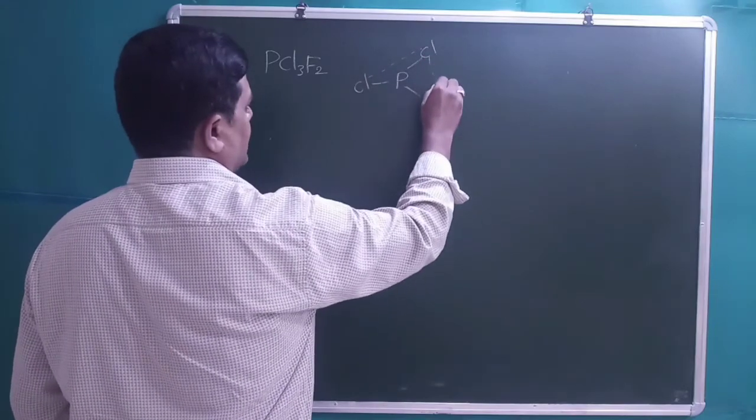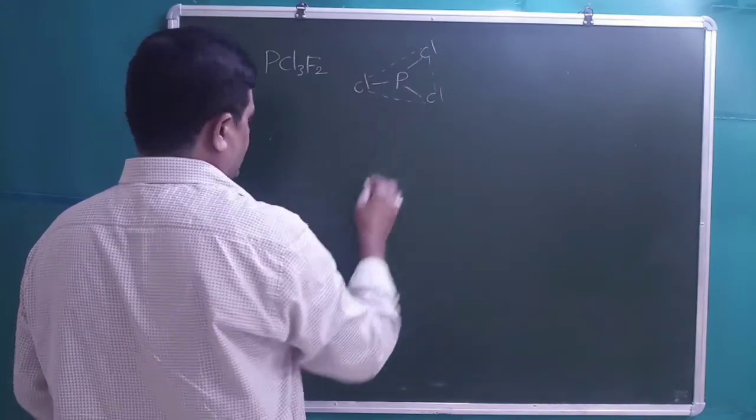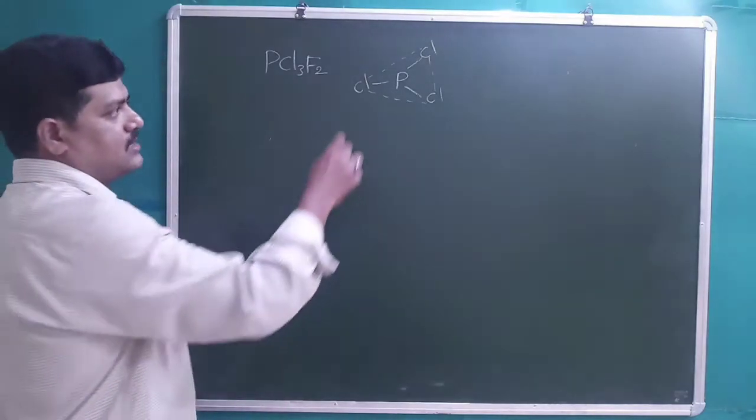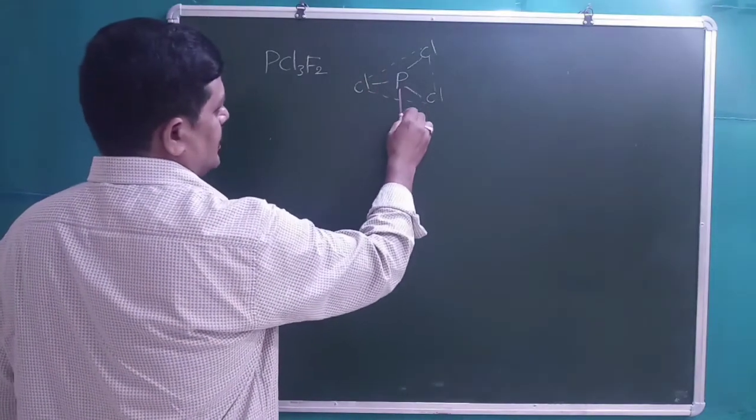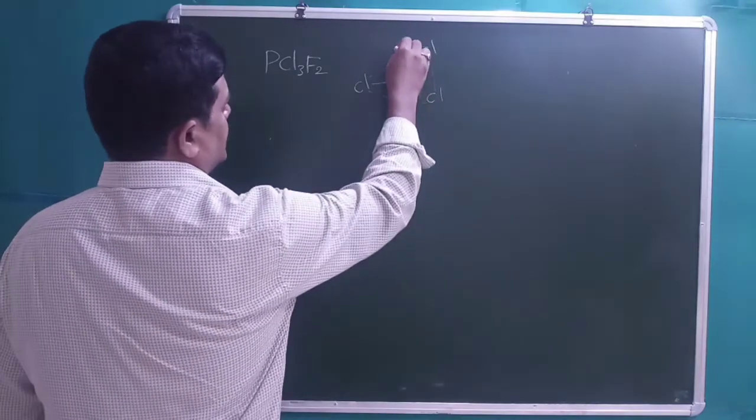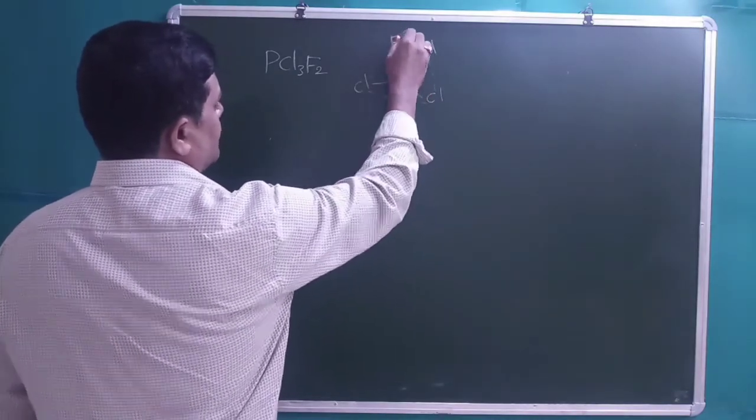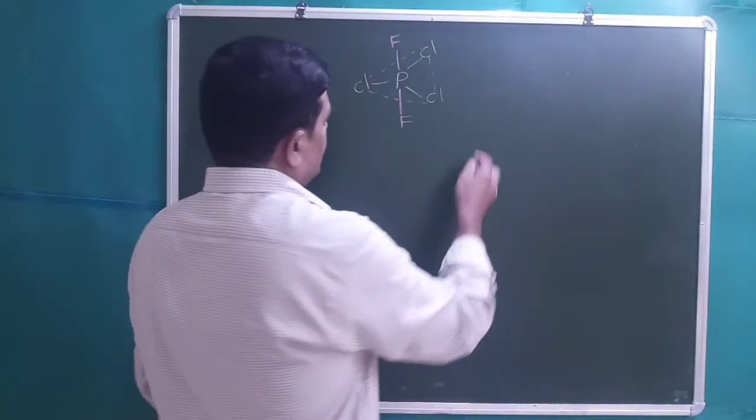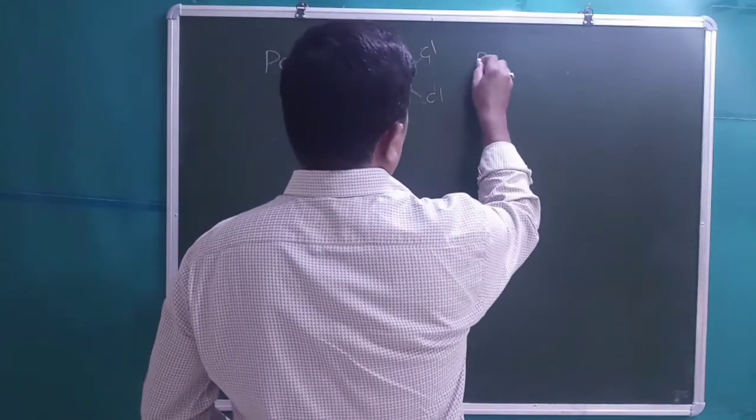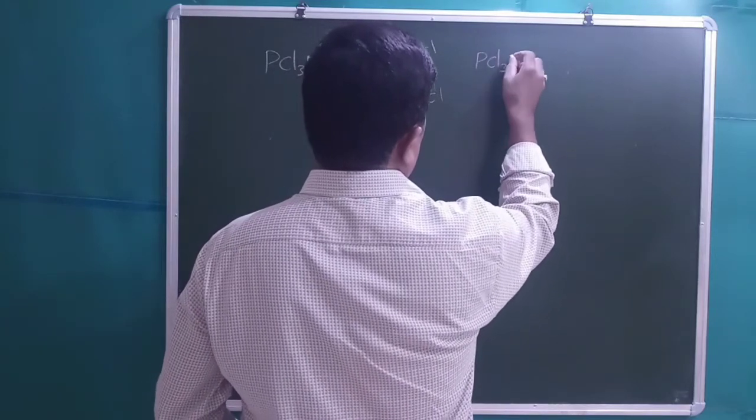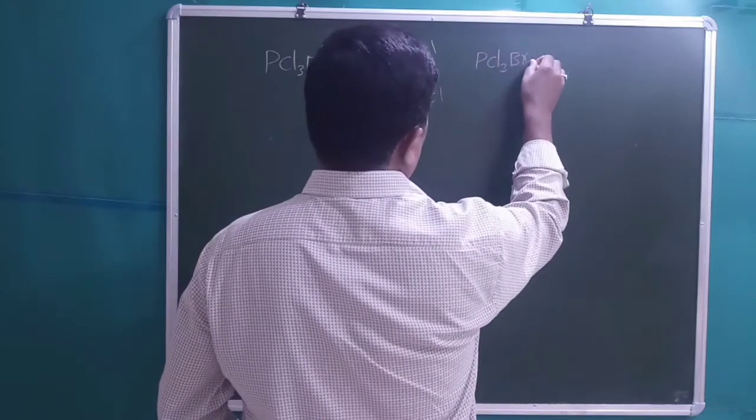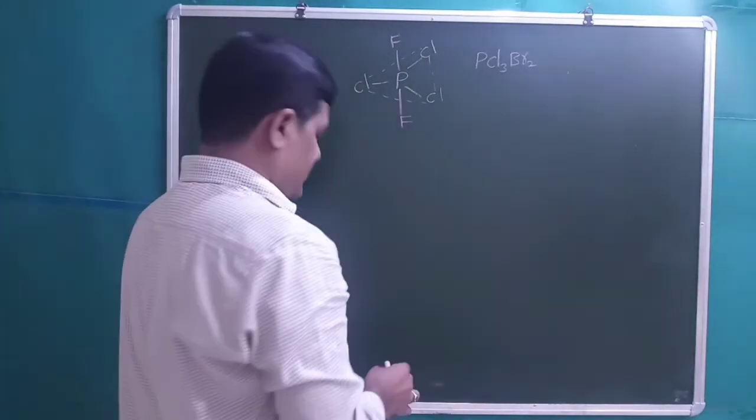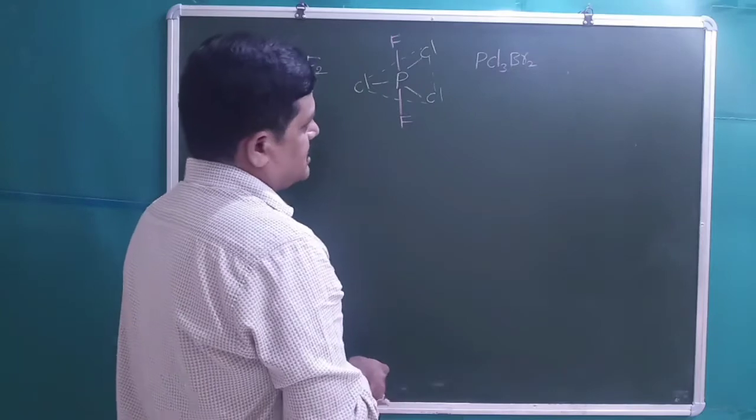And according to Bent's rule, the more electronegative atom is attached to that hybrid orbital which has less percentage s character. So then both the fluorine atoms we should accommodate in the axial position, right? Now if we take the PCl3Br2 molecule, bromine is less electronegative than chlorine. Then we can write the structure like this.